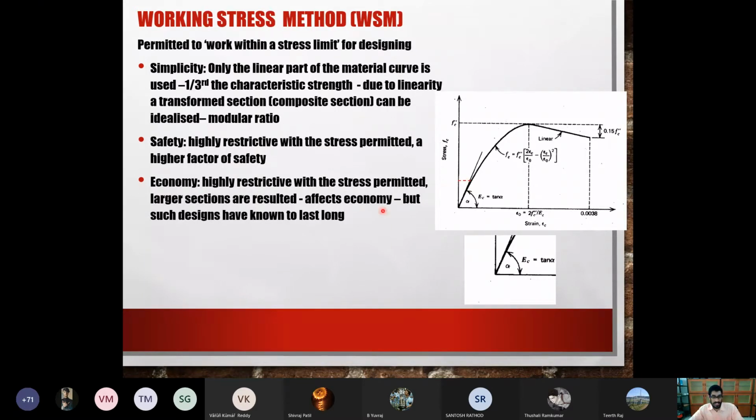But one thing is, in the olden days, almost everything was done using the working stress method. All those buildings have not really developed any problems. Your initial cost may be high in many cases, but they last long.